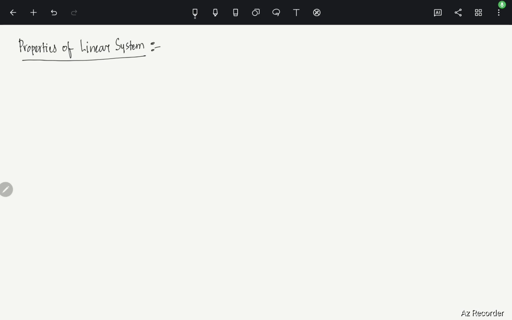Hello everyone. Let us look at the properties of linear systems. So up till now we have looked at what a system is and how a linear system looks like.